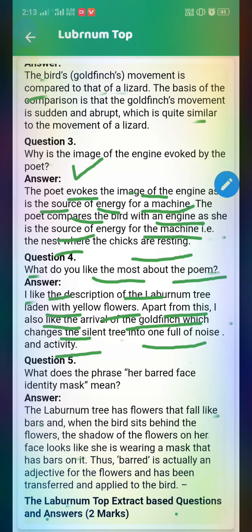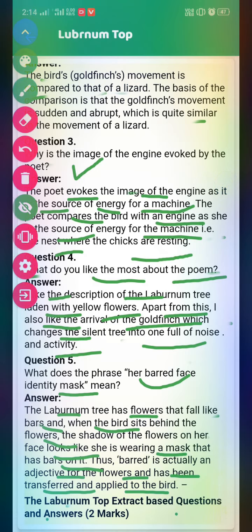Question number 5: what does the phrase "her barred face identity mask" mean? The answer is: the laburnum tree has flowers that fall like bars, and when the bird sits behind the flowers, the shadow of the flowers on her face looks like she is wearing a mask that has bars on it. Thus, barred is actually an adjective for the flowers and has been transferred and applied to the bird.